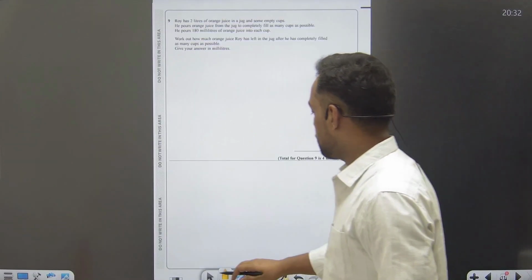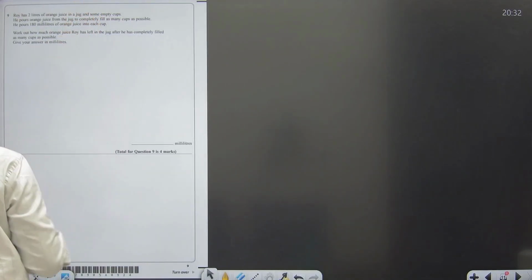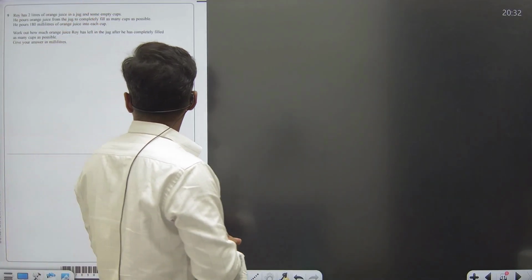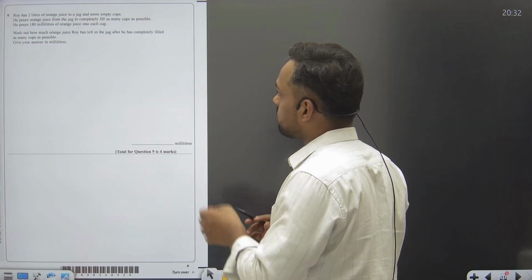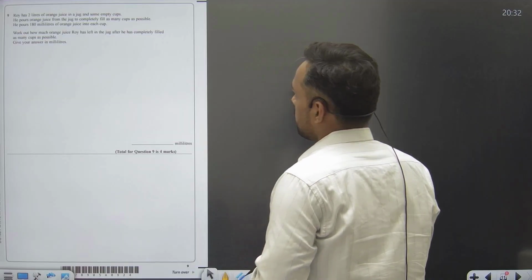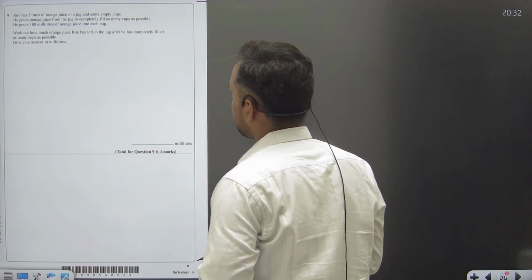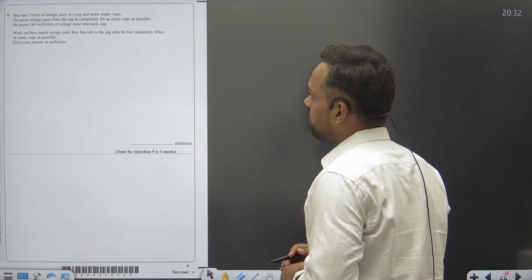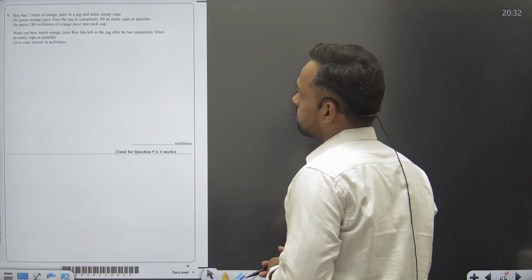Now the next question is: Roy has 2 liters of orange juice in a jug and some empty cups. He pours orange juice from the jug to completely fill as many cups as possible. He pours 180 milliliters of orange juice into each cup. Work out how much orange juice Roy has left in the jug after he has completely filled as many cups as possible. Give your answer in milliliters.